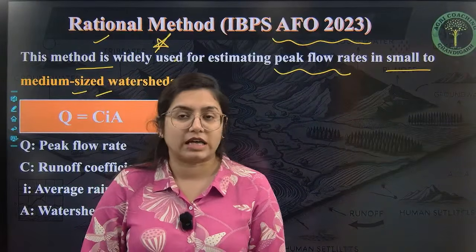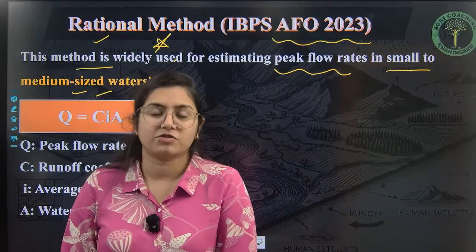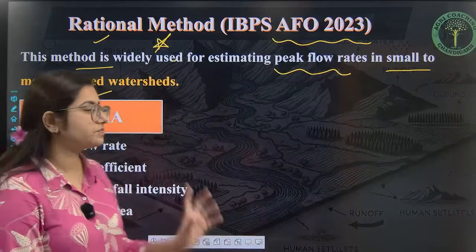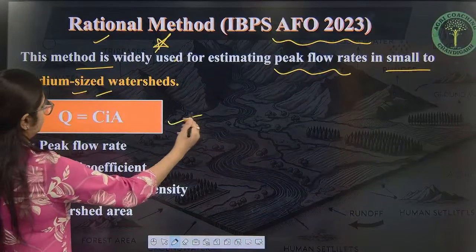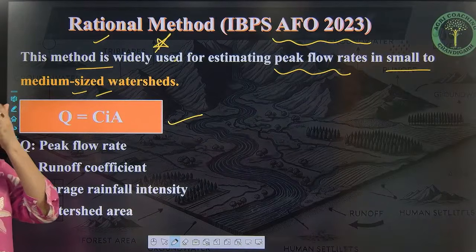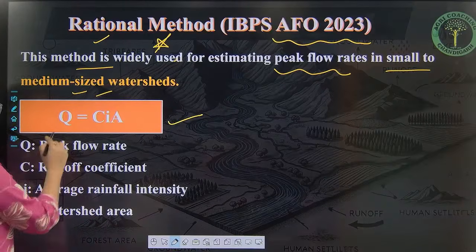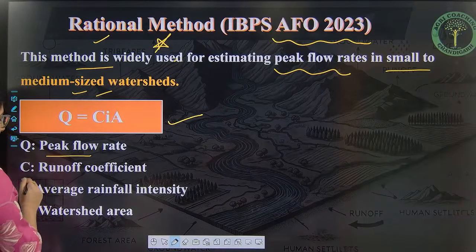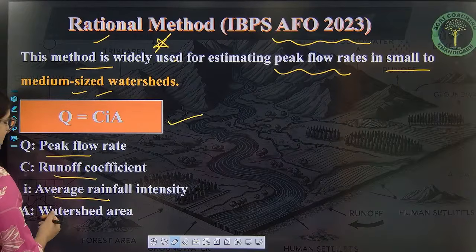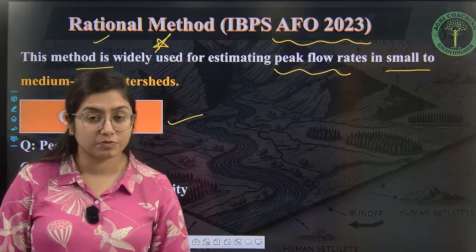This method is known as the rational method, which is used to calculate the peak flow rate of small and medium size watersheds. Now, what is the equation? Q equals CIA. Very important. The equation for the rational method of watershed is Q = CIA. Here, Q stands for peak flow rate, C is the runoff coefficient, I is the average rainfall intensity, and A is the watershed area. This is important.